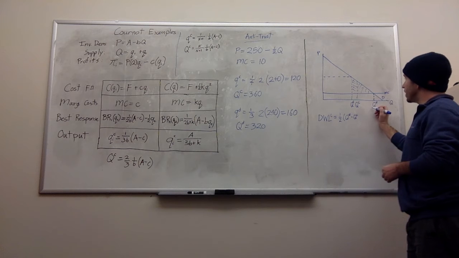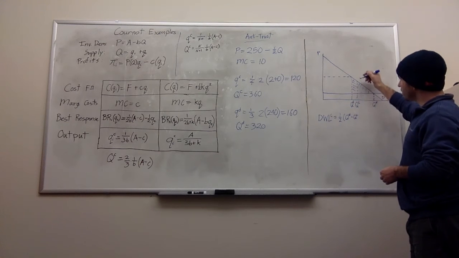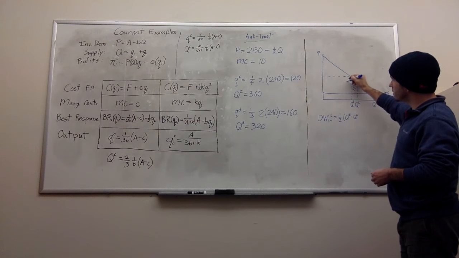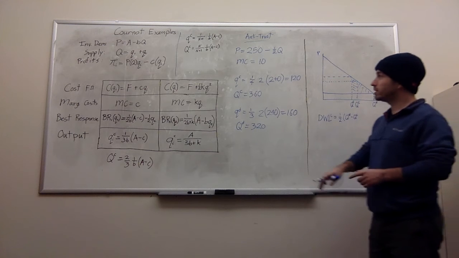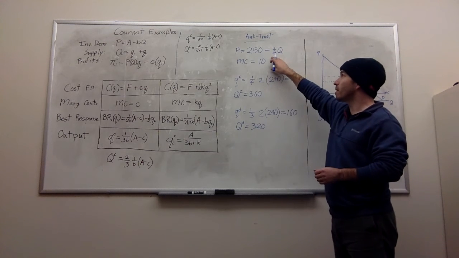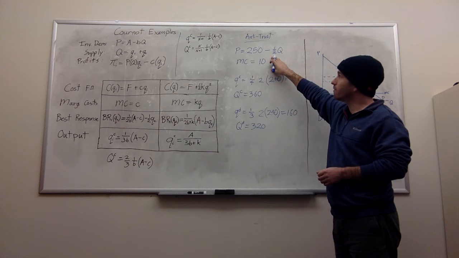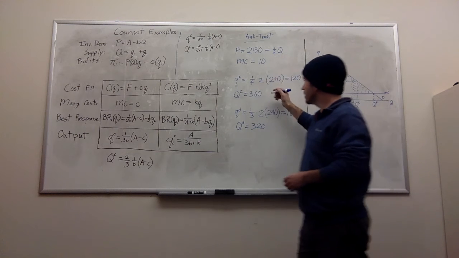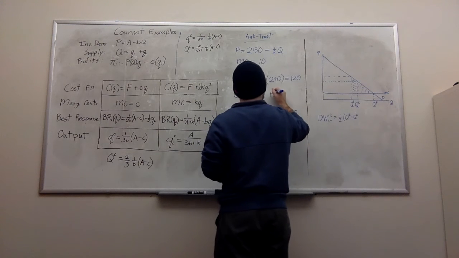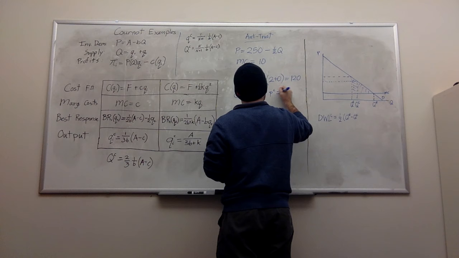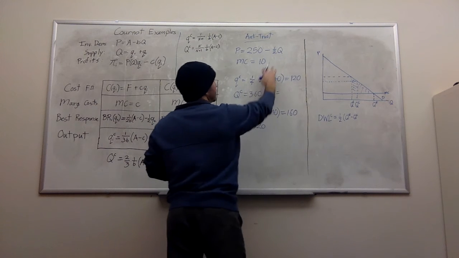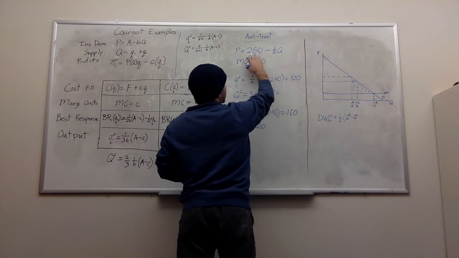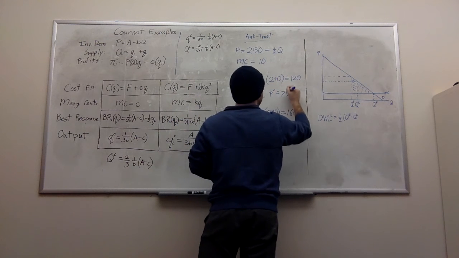Right, to get the base of that triangle. Now to get the height of the triangle, I'm going to need the prices associated with each of these quantities, right? Which is nice and easy. I've got my inverse demand function up here. I just take that quantity to that inverse demand function, and I have PC is going to be equal to 250 minus 1/2 of 360, which is 180. So PC is 70.